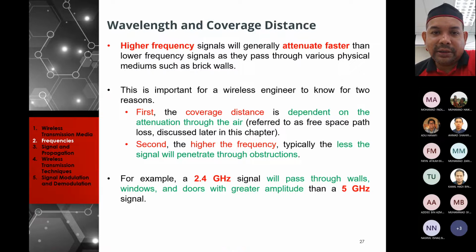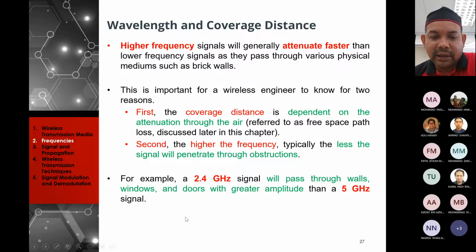Okay, wavelength and coverage distance, high frequency signal will generally attenuate faster than lower frequency signal as they pass through various physical mediums such as brick walls. Okay, this is important for a wireless engineer to know for two reasons. First, the coverage distance is dependent on the attenuation through the air, so referred to as free space path loss, discussed later in the chapter. Second, the higher the frequency, typically the less the signal will penetrate through obstruction.